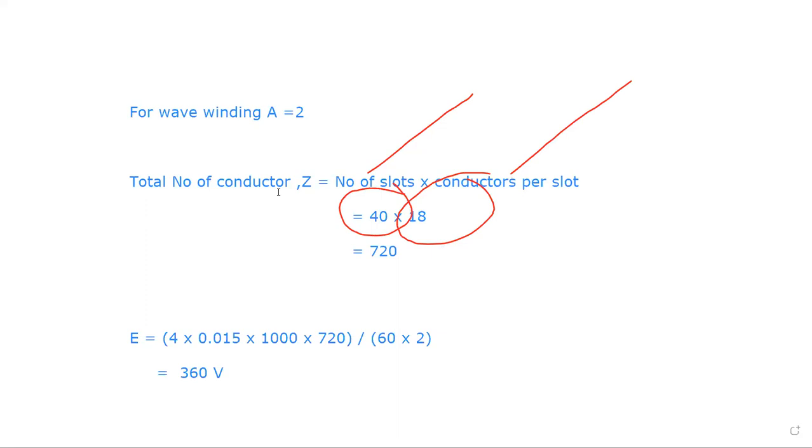Sir, could you just tell me what is wave winding? What is wave winding? Then like this, it will never end. Means for wave winding A is equal to 2. So that means we have to mug up now.